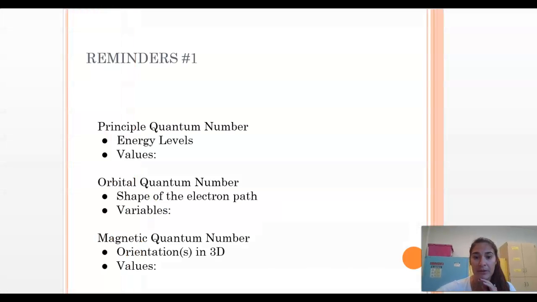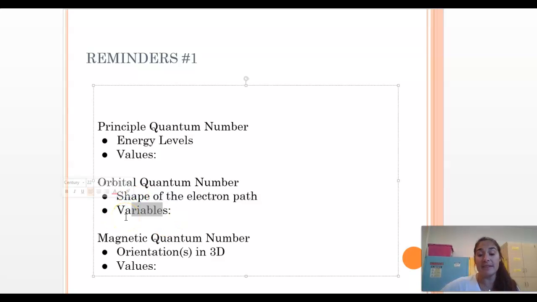So here are some key reminders about our quantum numbers. The first was our principal quantum number. It was giving us our distance from the nucleus, which we described by energy levels, and the values were going to be 1 through 7 as our potential. Then we had the orbital quantum number, describing the shape of the way the electrons were moving. We had 4 different potential shapes: S, P, D, and F.